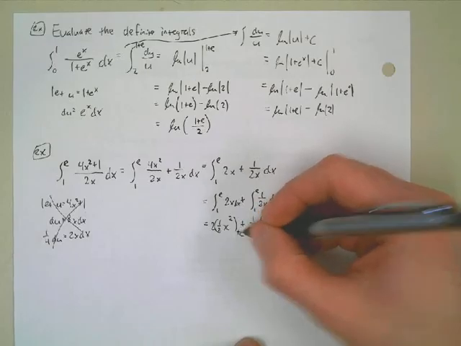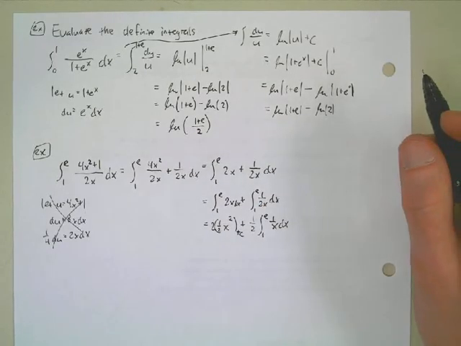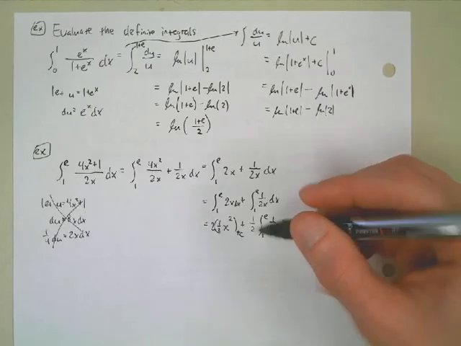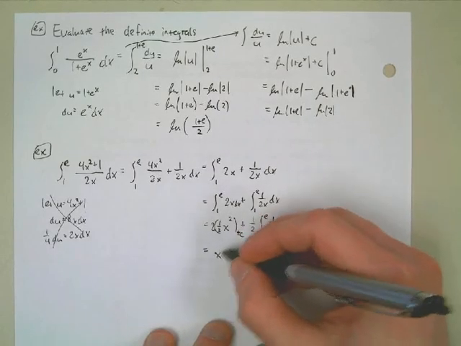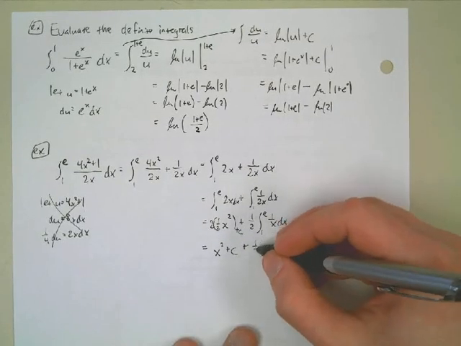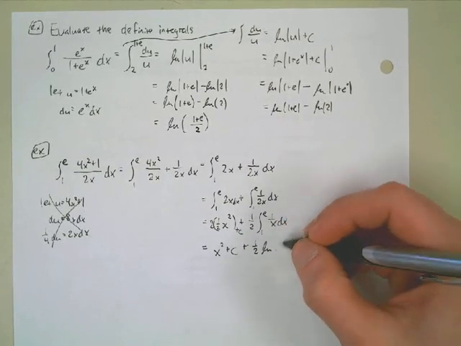Wait, it's a definite integral then? Yeah, but I'm going to put the plus c in because I haven't evaluated the definite integral just yet. I don't know if I'm being too picky here or not, but better to be too picky than not picky enough. All right, integral of 1/x is natural log of the absolute value of x.